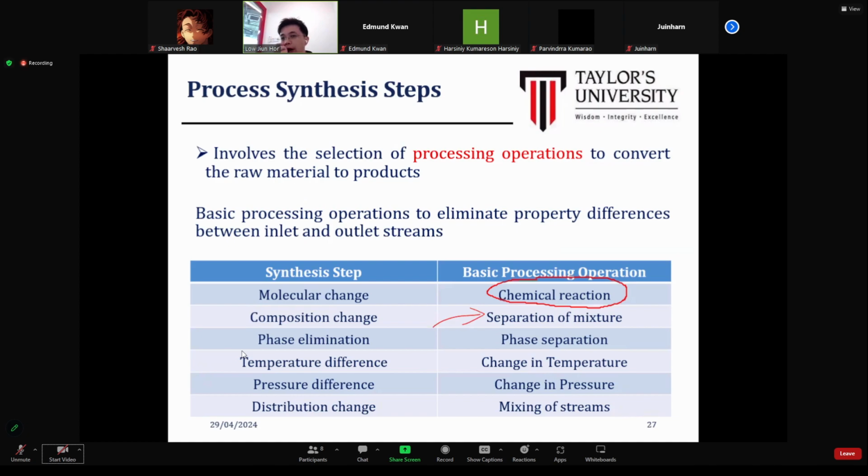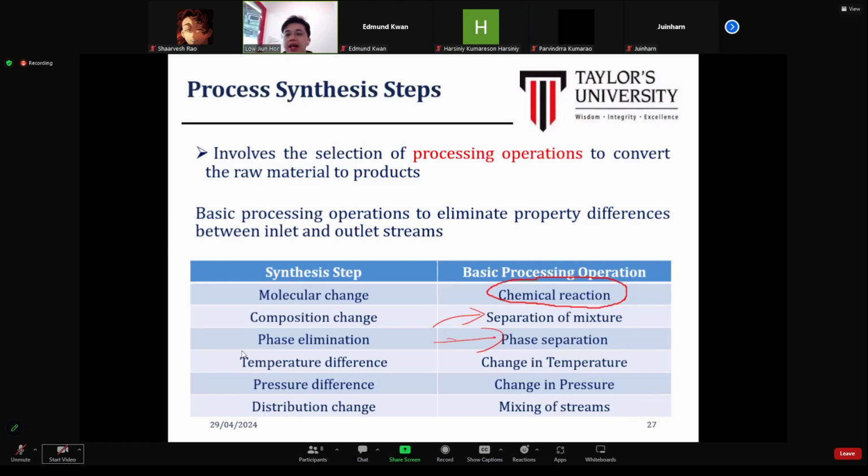Besides that, if now you want to separate a mixture, then of course you have to know what is the suitable process you need to use. And under the selected process, what is the operating condition? Also, if you are given a liquid-gas mixture and you want to separate them, this we call phase separation. Then you also need to know what operating condition you are going to use.